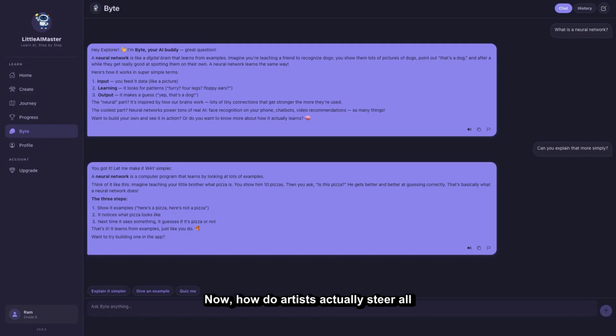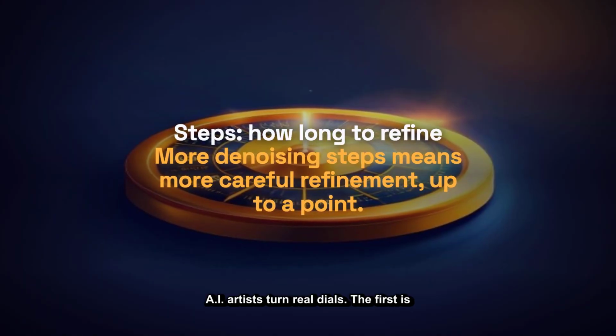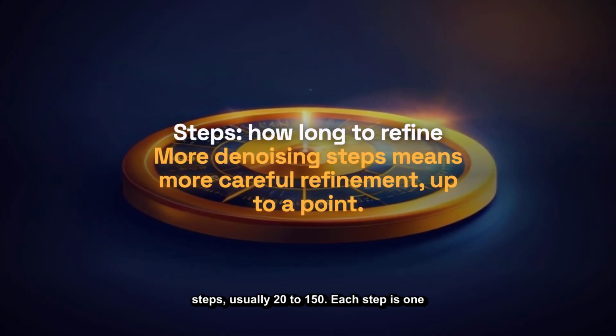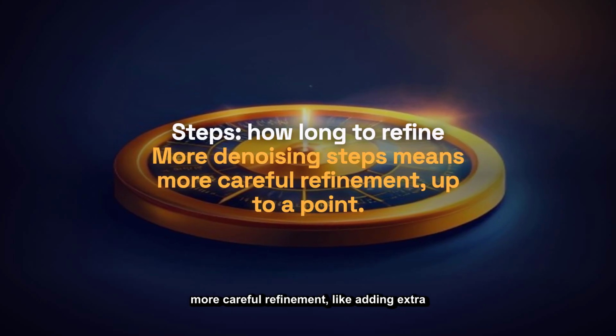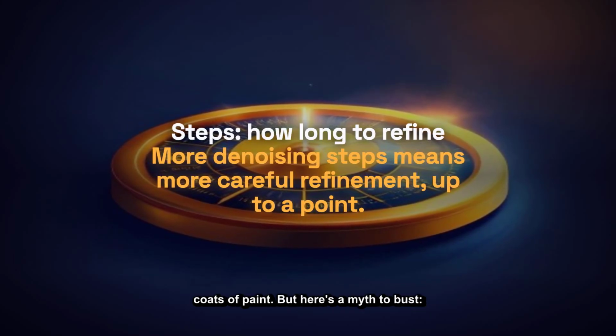Now, how do artists actually steer all this? AI artists turn real dials. The first is steps, usually 20 to 150. Each step is one round of removing noise. More steps means more careful refinement, like adding extra coats of paint.